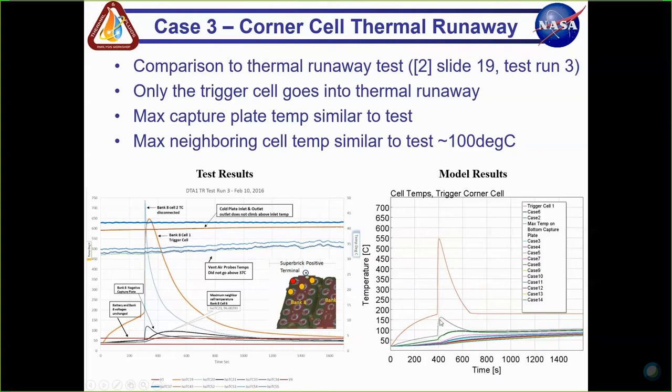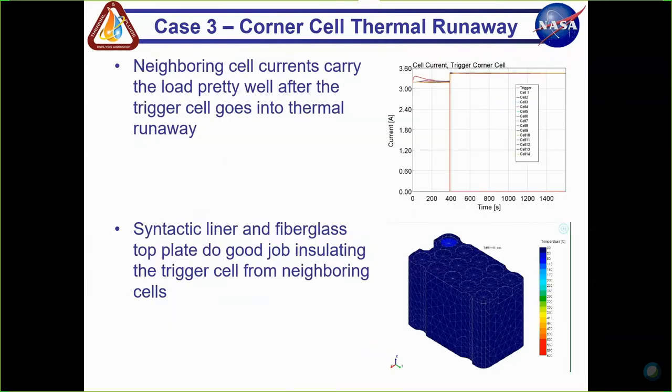Here you can see there's basic heating of the cell. And then once that control kicked in at around 180°C, the temperature pops, that cell goes into thermal runaway. And then you can see the lower capture plate temperature getting to a little over 150°C in this case. It's a little bit lower in test, but the trend is very similar. And the maximum neighboring cell temps are around 100 in the test. In GT, they're about 100 as well. So there's pretty good agreement overall. And it's also worth noting that there was no propagation to other cells in this scenario.